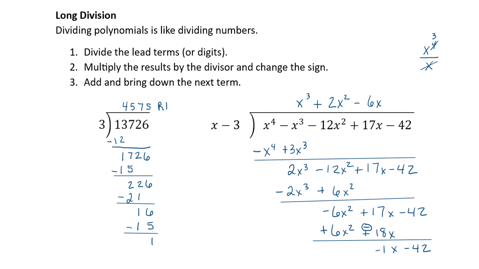One more cycle. We've got a negative 1x divided by x is negative 1. Now negative 1 times x minus 3 gives me a negative 1x plus 3. Draw your line, change your signs, and combine down. My negative 1x and x cancel out, and I have a negative 42 minus 3 is negative 45. So here I have a remainder of negative 45.